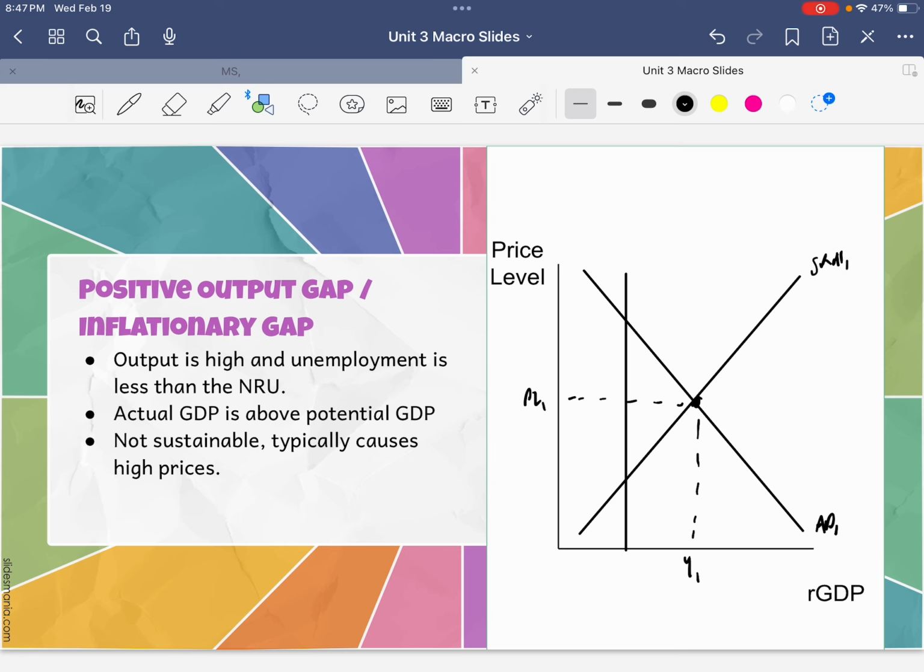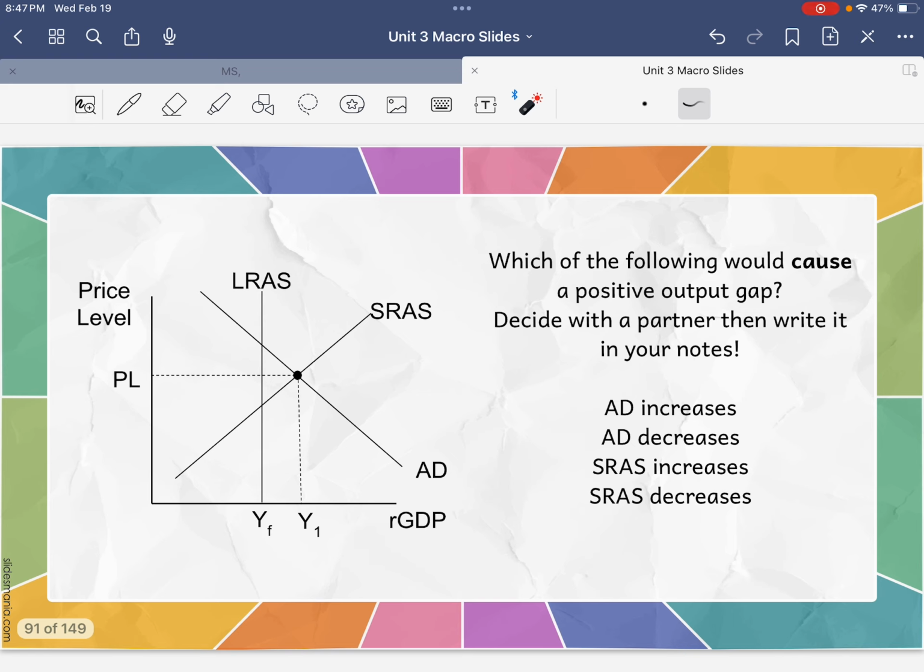Long run aggregate supply 1. Sorry, give me a second. And I get the same effect. It doesn't matter in what order I draw it. The effect is, oh, I didn't label. Wow, I'm terrible. The effect is, here is where our output is, but here is where it should be. There's a gap of inflation. Okay? So that's a positive output gap. And we're going to get into how the government solves that. Not today.